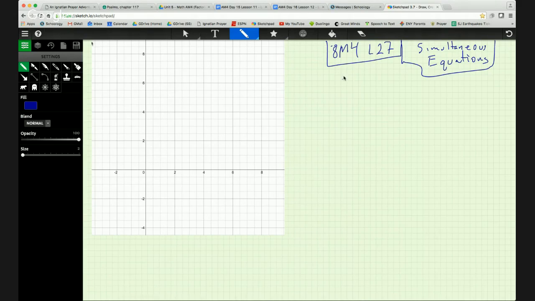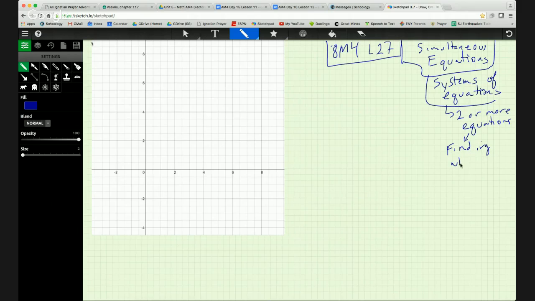Now, what are simultaneous equations? Well, simultaneous equations are also known as systems of equations. And that means typically two or more equations, and finding where they intersect. Okay, now we've discussed the concept, and so let me give you an example.